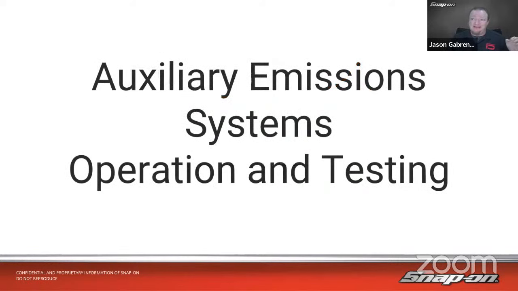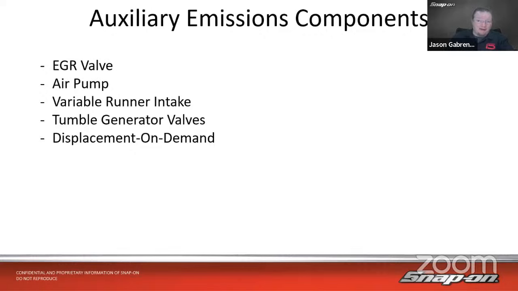So our topic today is auxiliary emissions systems, operation and testing. So this is going to be a lump of multiple other systems that really there is not a lot to talk about for half an hour on each of them individually. So we brought a lot of them together into one summarized or one common class that we can have on these different items. So things like the EGR valve, we talk about EGR valves a couple other times in other classes as well. Air pumps, variable runner intake manifolds, tumble generator valves, and displacement on demand, which is known by a couple different names, and a couple of different manufacturers use these.